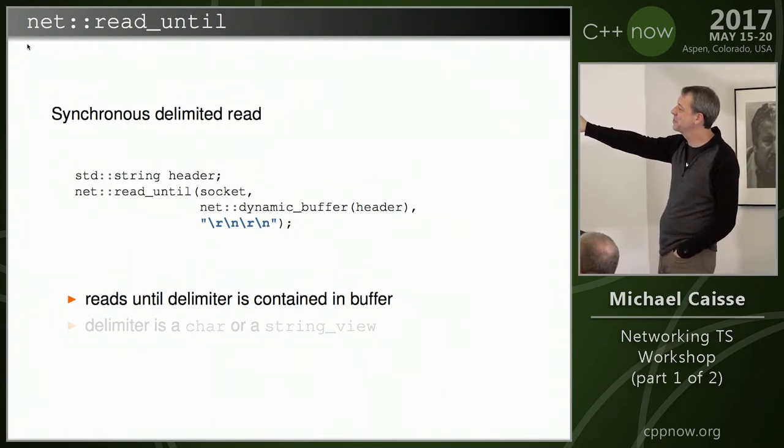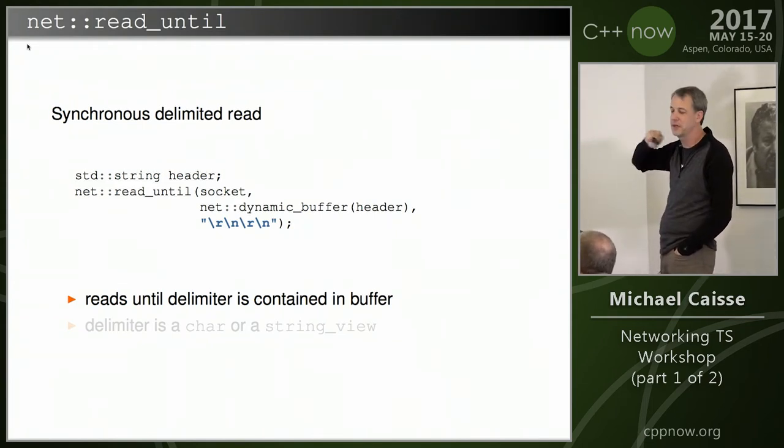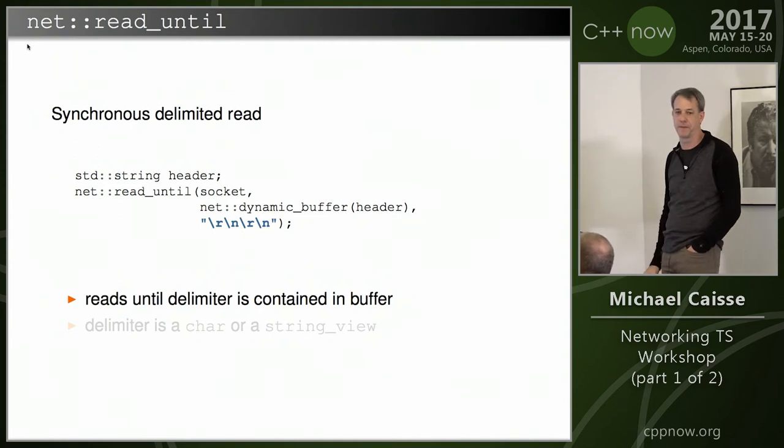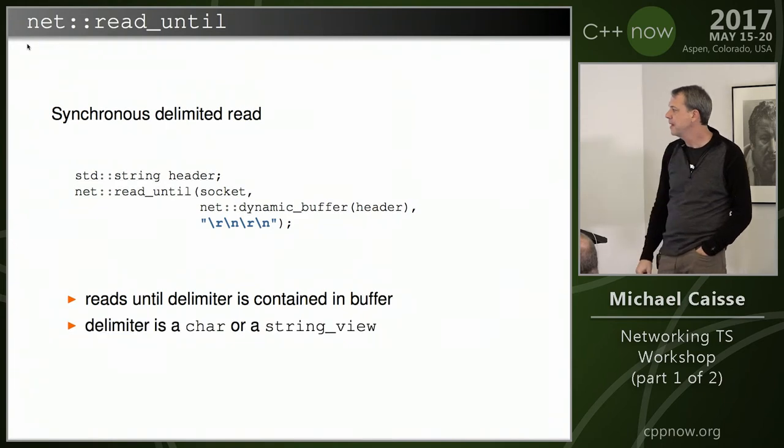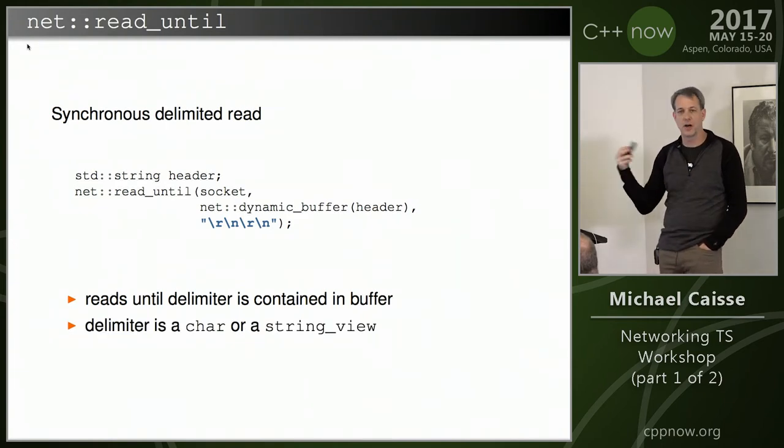So this is going to read until the delimiter is contained inside of the buffer. That's its job. Here's the socket that it's reading from. It's using a dynamic buffer to put the information into. It's this string, right? It's going into this string. And it's looking for this sequence. The delimiter could either be a char or a string view. Those are the two types of things that we can pass to it for what the delimiter is.